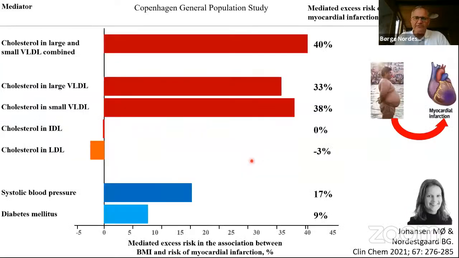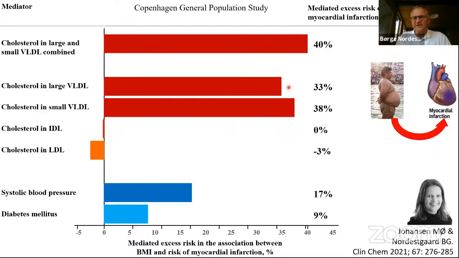Here's another study that we just published this year. We tried to understand that when you have obesity, how much of the excess risk from obesity, that also means from diabetes, of course, is explaining the increased risk of myocardial infarction. And here we tried to do this. So this is the mediated excess risk in the association between BMI and risk of myocardial infarction. And the cholesterol in all VLDL could explain 40%.